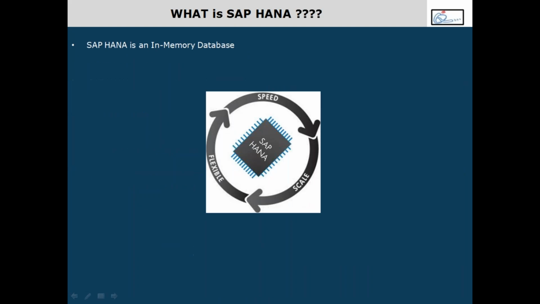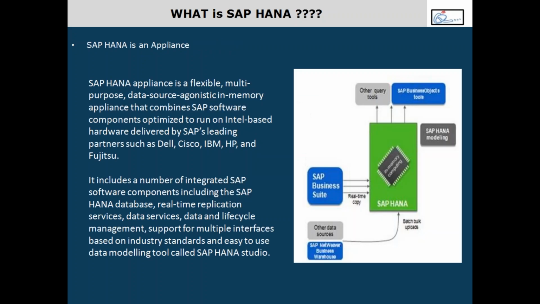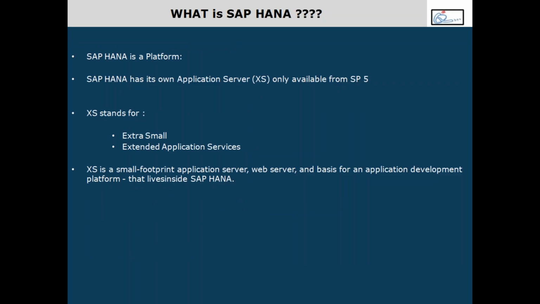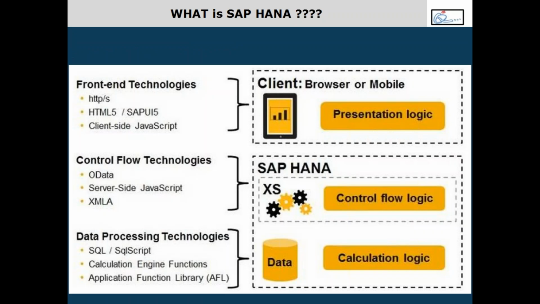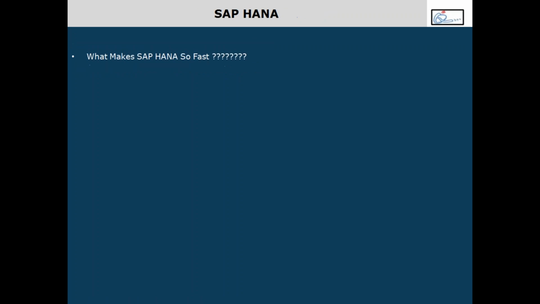In the last class, we've seen what is HANA. It's like a normal database, only it is an in-memory database where it stores and processes your data in main memory. And it's a platform because it comes along with certain hardware capabilities, an appliance, and it has its own access engine or application server where you can deploy your own applications. Now we're trying to focus on what makes HANA so fast.